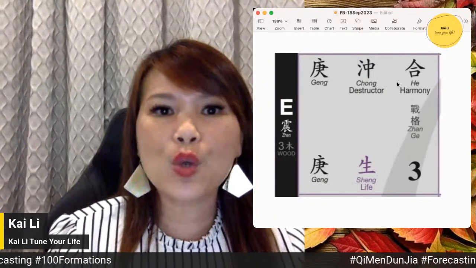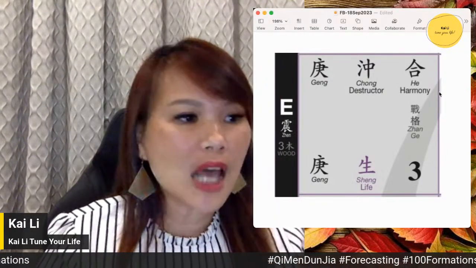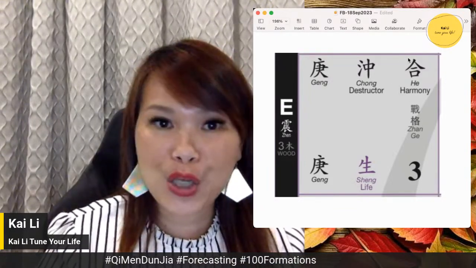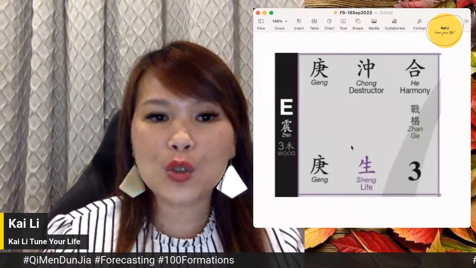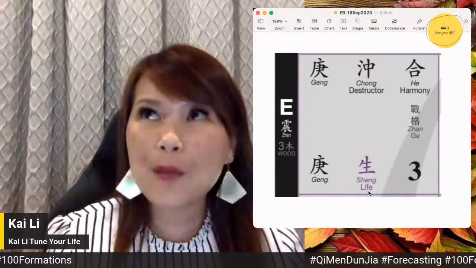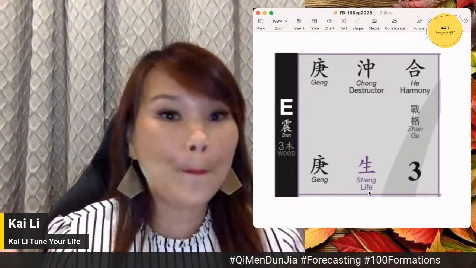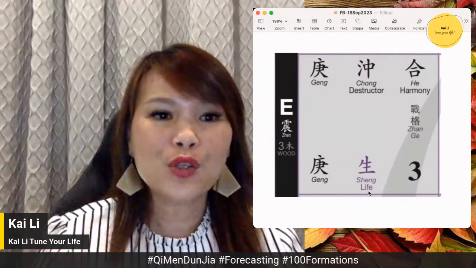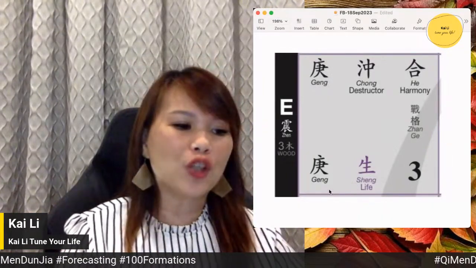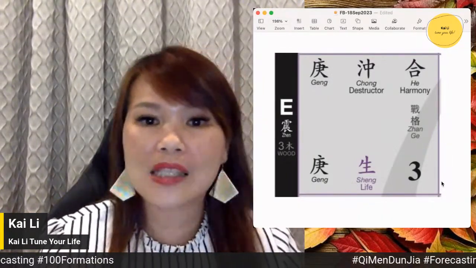It's related. So whenever you see a sixth harmony, it's related to what? It's related to relationship. Of course, in this box, you can also see a live door, which means that this relationship maybe is a connection of business relationship. So you can see Geng and Geng, which means that this is the formation of Great White Same Palace.